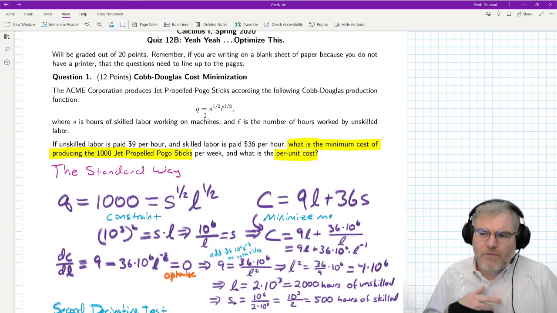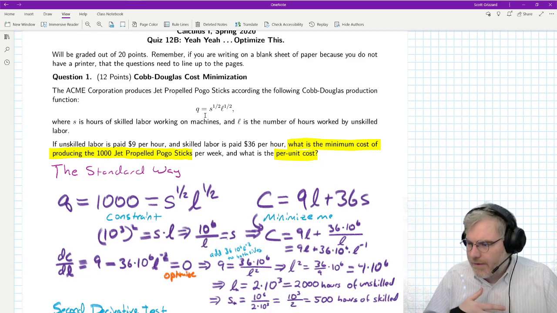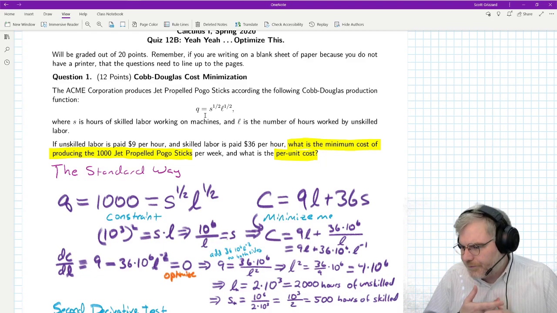After I talked about it for 5 minutes, which is absolutely horrible, I bored everybody for 5 minutes about the setup for this problem. And the idea is I need both.